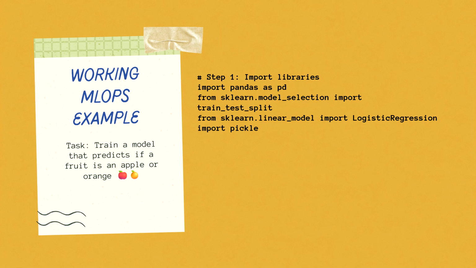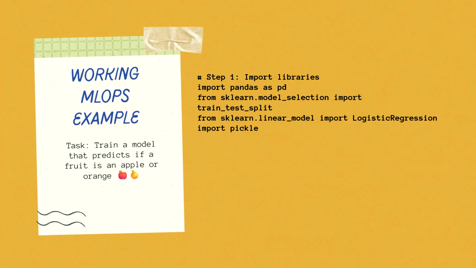See, I have one example of training a model manually. In order to know MLOps properly, you should know the manual implementation of machine learning models and how it is then automated. So for that I have taken a simple working example. The example is simple: we have to train a model that predicts if a fruit is an apple or an orange. Simple. Okay, so for that, it is necessary to import all these libraries like this.